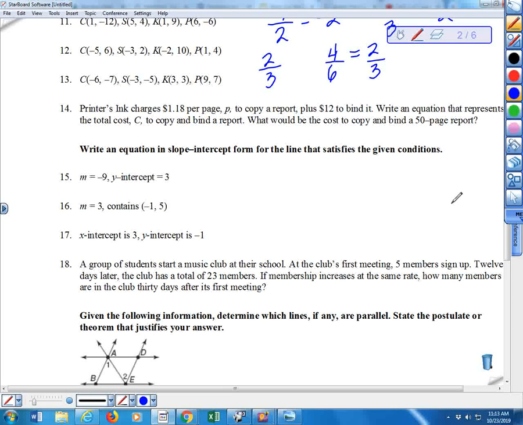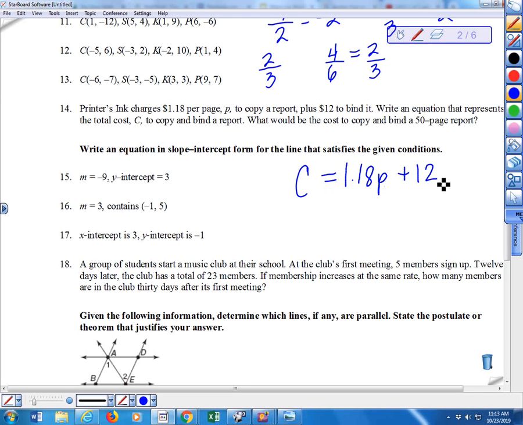That's fixed. Does everybody see that? $12 to bind it. So that's a fixed cost. The $1.18 is dependent on the number of pages. So that's your variable term. 12 is your fixed term. Okay? So write an equation that represents the total cost C to bind and print a report.